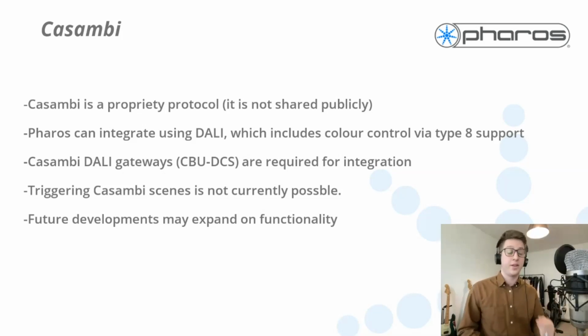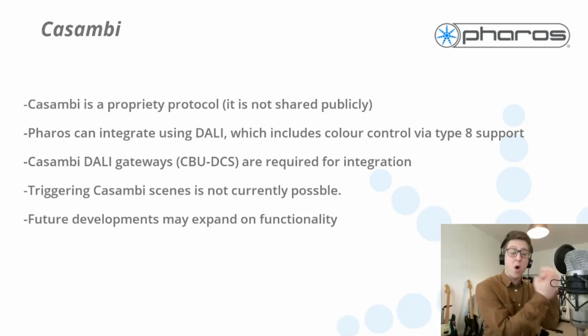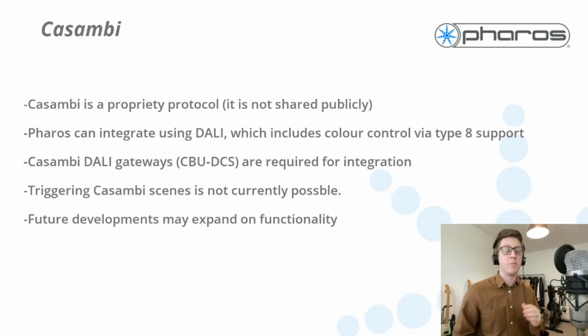First of all, it does give you quite a lot of control. You can do color control with our Type 8 support. And also, there is a DALI gateway, CBU DCS, which you can use to integrate Pharos with the Casambi system. Now, triggering Casambi scenes that have been loaded onto the Casambi system is not currently possible, but hopefully we're looking at extending our functionality in the future. Obviously, there is a third-party manufacturer at play here. We'll also need to see what they do as well.